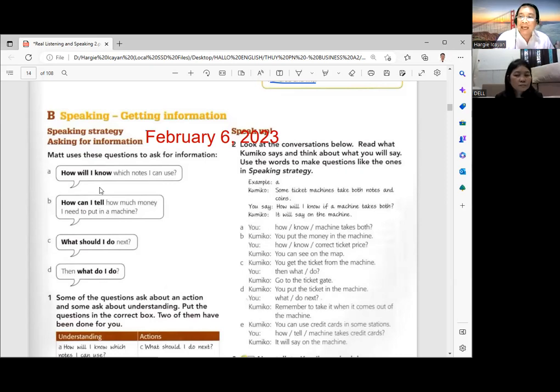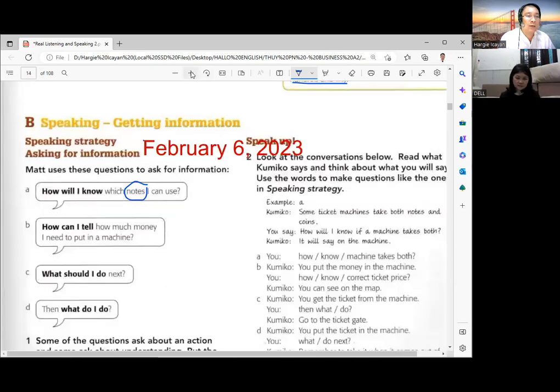So there would be a lot of questions like that. But in this case, he asked how will I know which notes I can use? That means he asked for information about money, on how to pay. Okay? Next, letter B. Can you read this one, Toy? How can I tell how much money I need to put in the machine? Yes. Of course, another expression in asking for information would be, how can I tell?